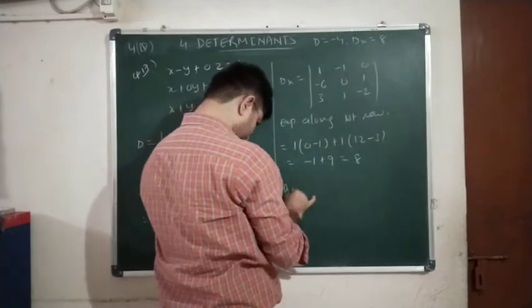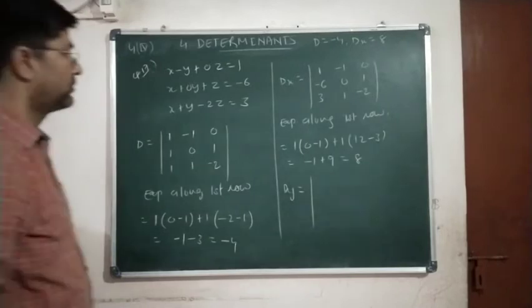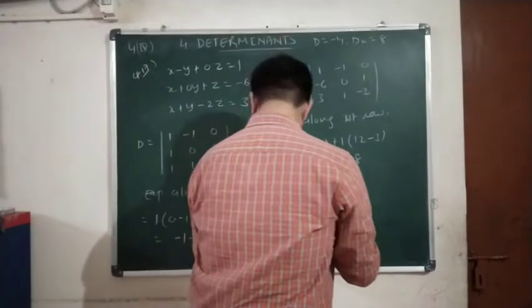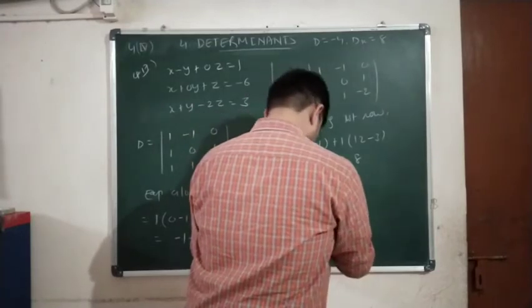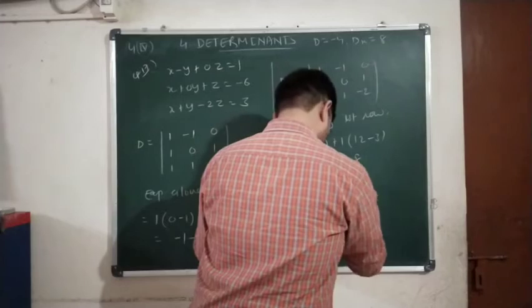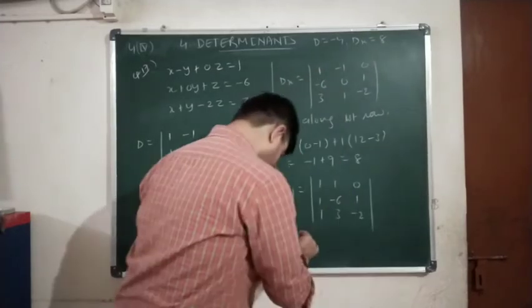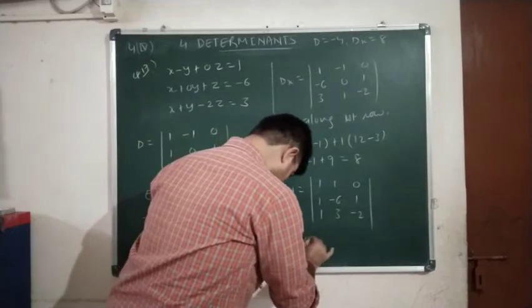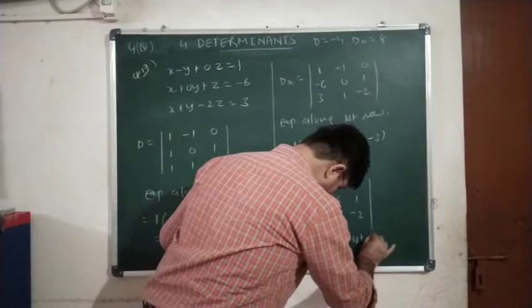Now let us calculate Dy. The second column will be replaced by the constants. The first column 1, 1, 1 is as it is, the second column is 1, minus 6, 3, and the third column is 0, 1, minus 2. Again expanding along the first row.